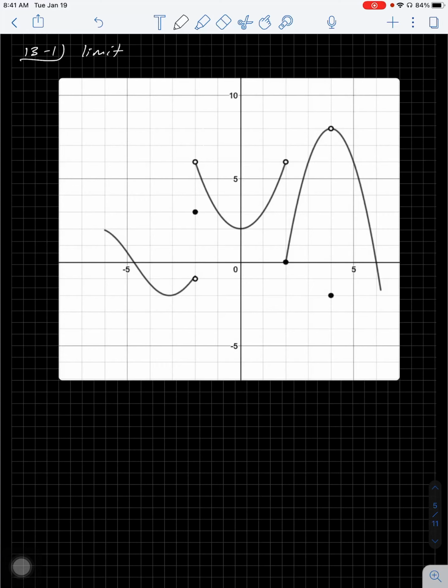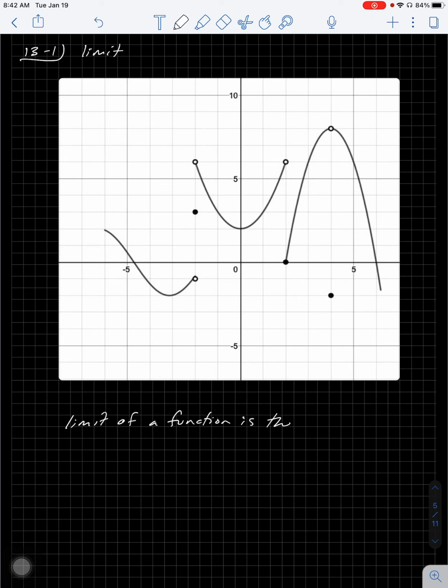All right, section 13-1, we're going to take a look at a little bit of calculus before the end of this course. The idea is that when you step into calculus, you'll be a tiny bit ahead and it won't be all new. So one of the concepts that we talk about at the very beginning of calculus is the concept of a limit.